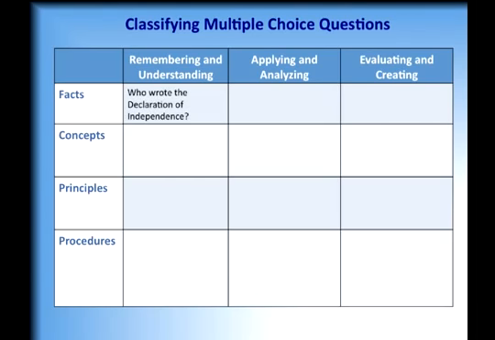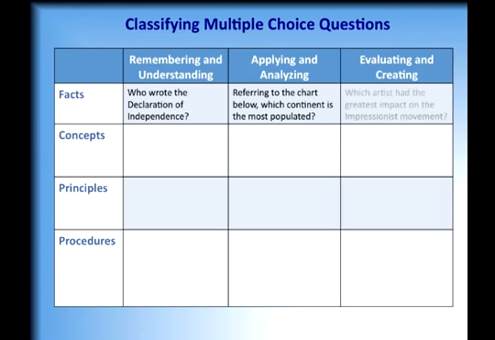Answering this requires merely remembering a fact. This requires the student to demonstrate that they can read a chart and apply that skill to answer the question. This requires the student to consider the Impressionist artists studied and evaluate each one's impact on the movement.